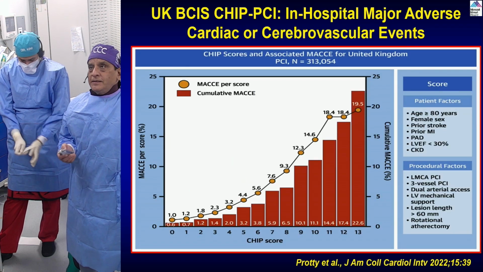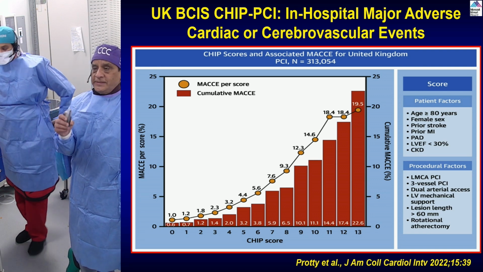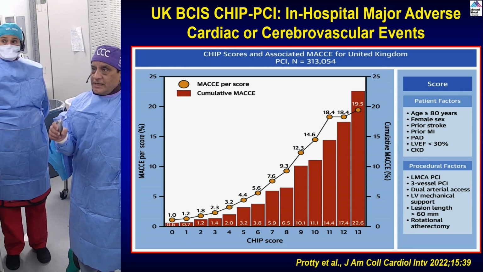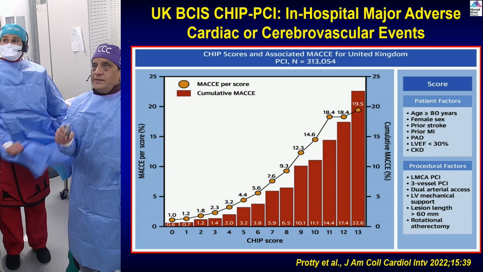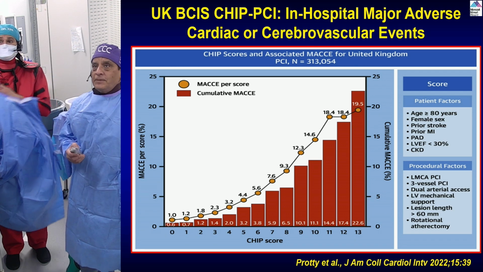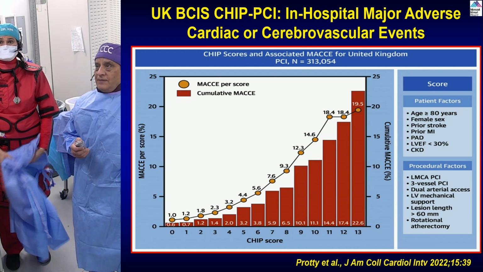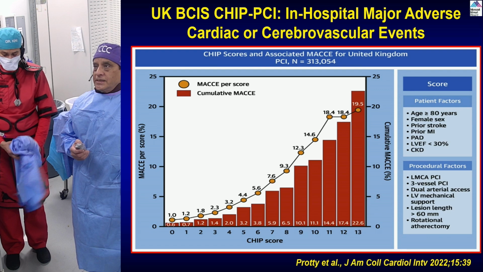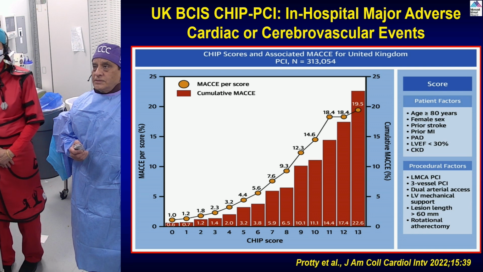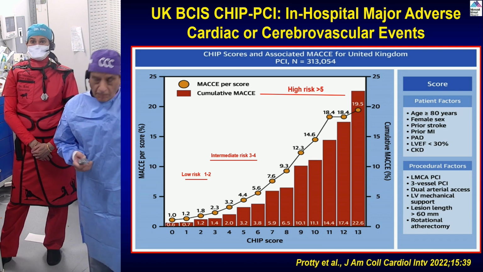If you recall, about last year the CHIP score came from the BCIS. This was the first time they had 7 patient factors and 6 procedural factors which correlated with adverse outcome. Increasing CHIP score, bad outcome, which was shown with MACE per score and cumulative MACE. Patient factors: age 80, female sex, prior stroke, prior MI, PAD, EF less than 30, and CKD. Then in the procedure: left main PCI, 3 vessel, dual arterial access, mechanical support, lesion length more than 60, and rotablation.